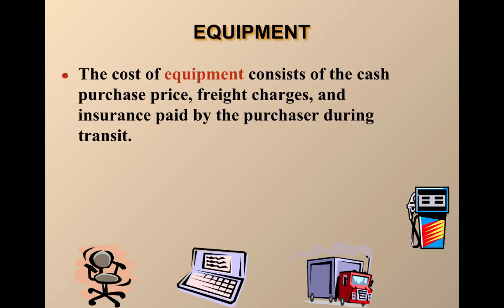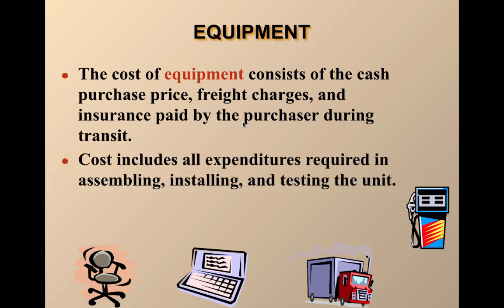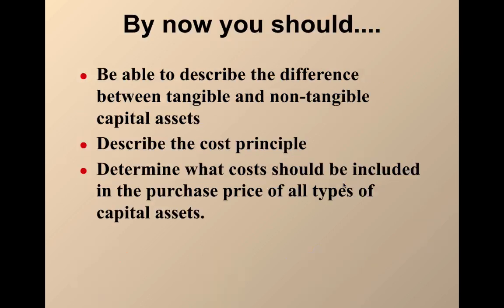Similarly with equipment here, it's the purchase price plus the freight of getting it to you and any insurance you would pay in transit in case there's an accident or it gets stolen or something like that. It includes any installation or assembly or testing on the equipment.